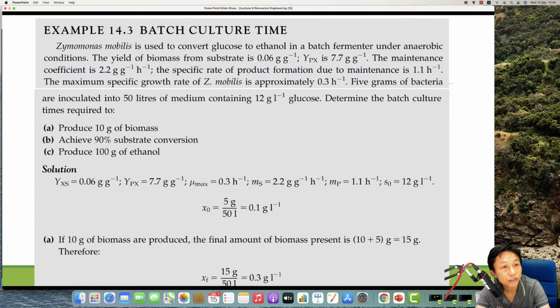We might go to the next one, which is culture time. This is the question: determine the batch culture time required. A, to produce 10 grams of biomass. B, 90% substrate conversion. C, 100 grams of ethanol. Okay, we read the question.